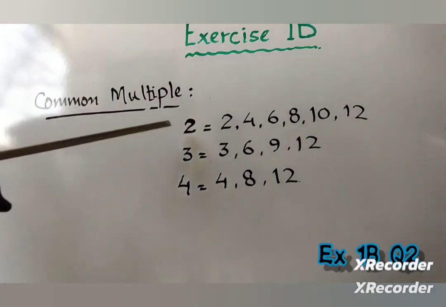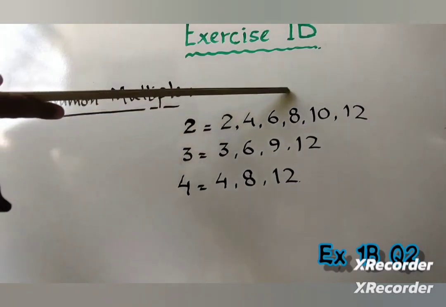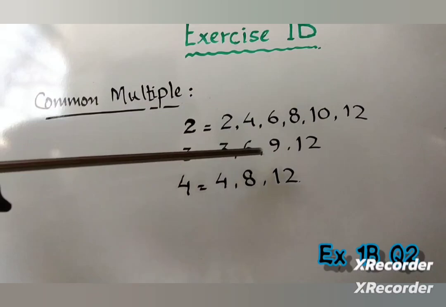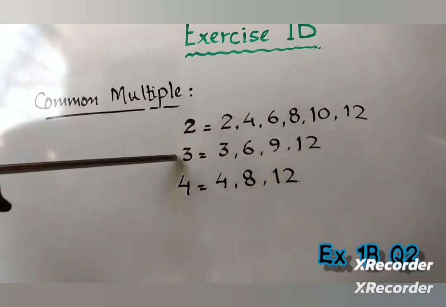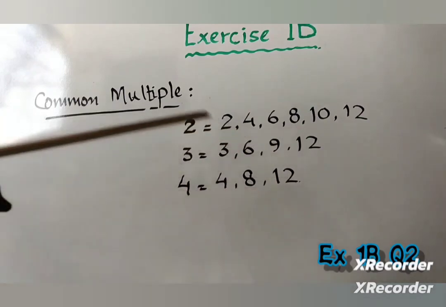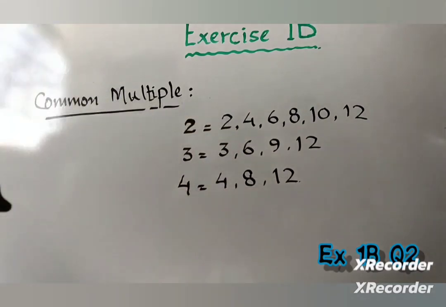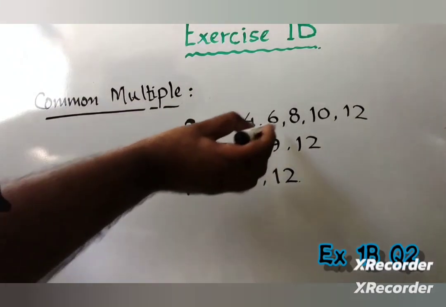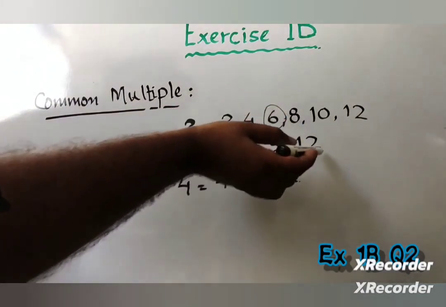As we are aware of, the table of 2 is 2, 4, 6, 8, 10 and so on. Likewise 3, 6, 9, 12 are the multiples of number 3. Similarly for number 4, we have multiples of 4, 8 and 12. If we talk about the common multiples of 2 and 3, the common multiples are 6, then 12.